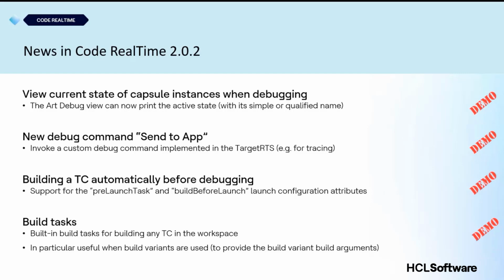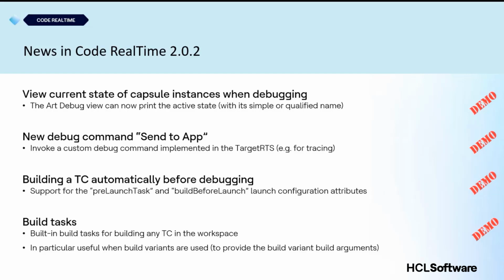Switching then to Code RealTime, we have improved the art debugger. So now you can view the current state of each instance while debugging. So this avoids having to do printouts to understand in which state the state machine currently is. And you can then choose if you want to use simple names, which often is sufficient, but if you have hierarchies, hierarchical state machines, sometimes the nested states can have the same names, and then you can use qualified names to disambiguate.